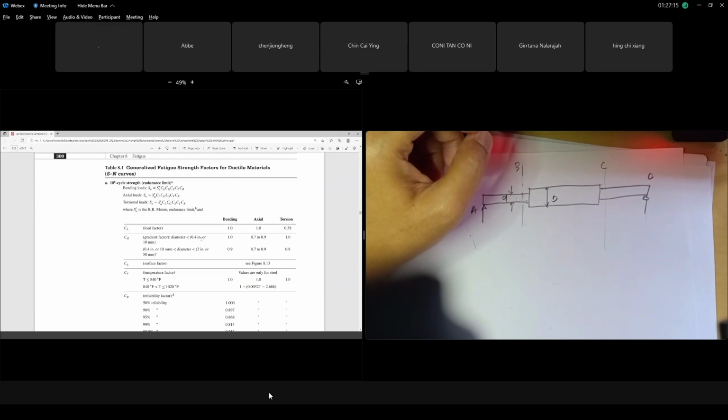Oh, hold on, my mistake. This is less than 10, and this is 10 mm. Okay, less than 10, you use 1.